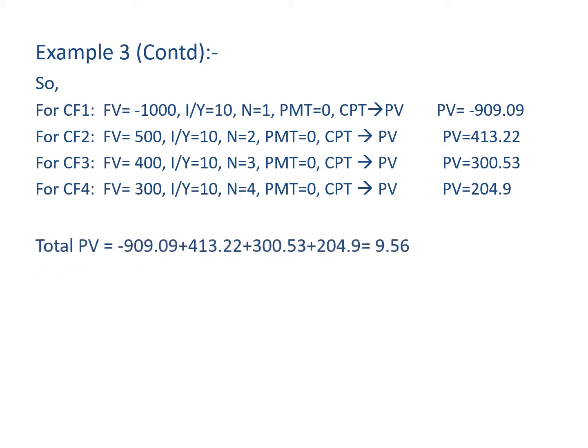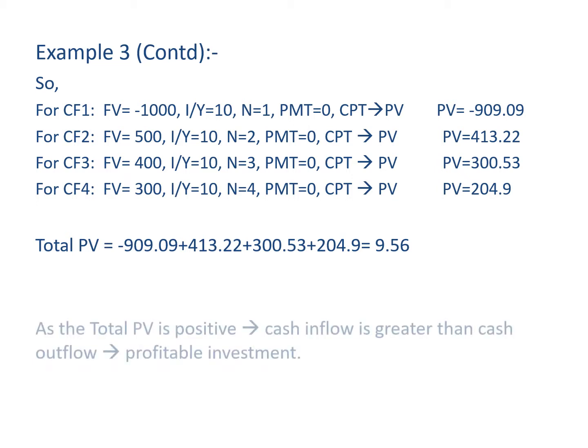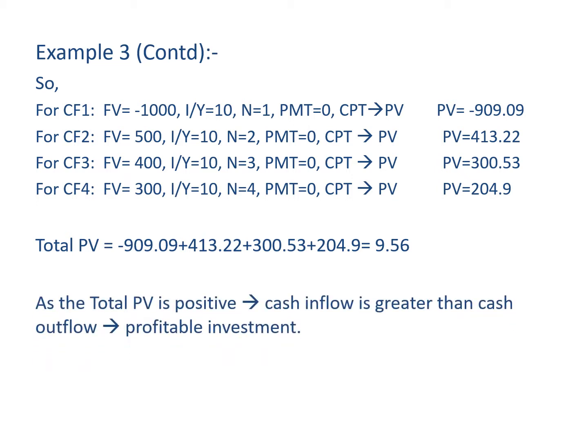So the total present value is the sum of these present values, which comes out as 9.56. As the total PV is positive, this implies cash inflow is greater than cash outflow, and this is a profitable investment. Let's watch this video.